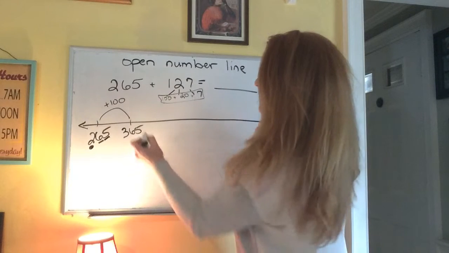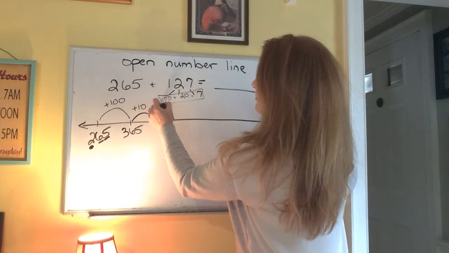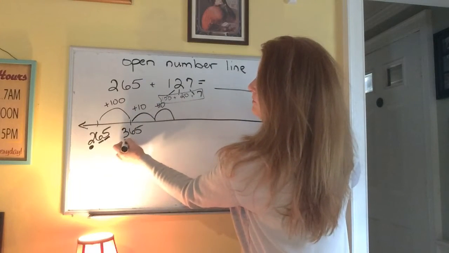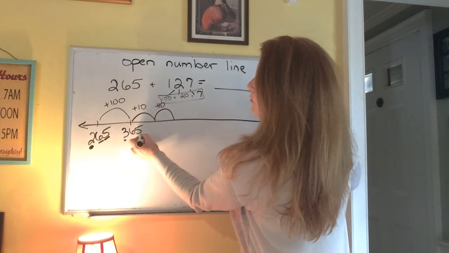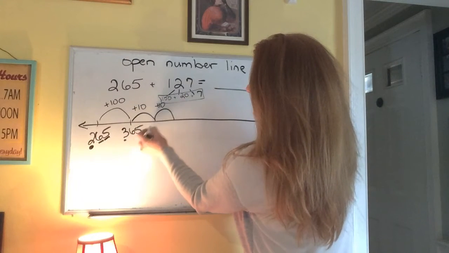Now I'm going to add my tens. I add 2 of them. Plus 10, plus 10. My hundreds will stay the same. My ones will stay the same. I'm going to add 10.